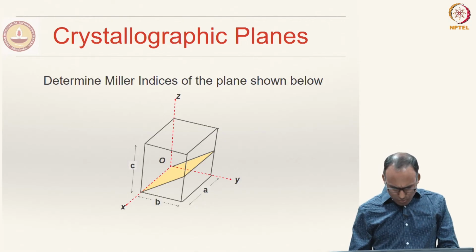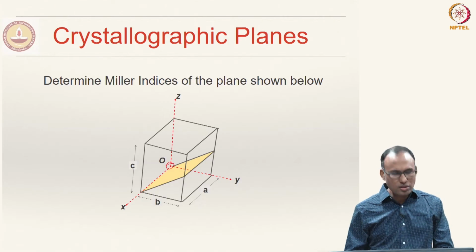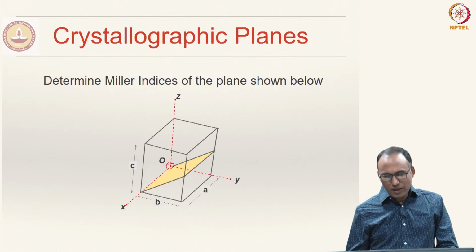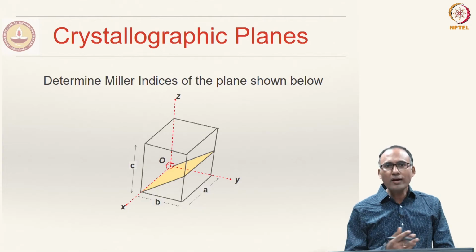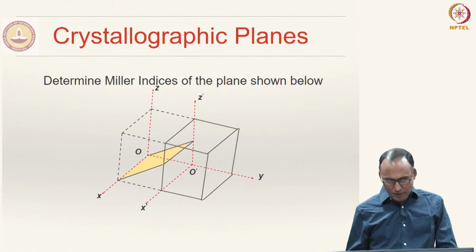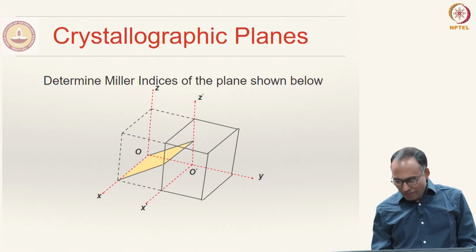You can see that this plane is actually passing through the origin. This is our origin. So, the first check to be made is to see whether the plane is passing through the origin. If the plane is passing through the origin, what do we need to do? Either change the origin or translate the plane. So, what we have done is we have actually changed it.